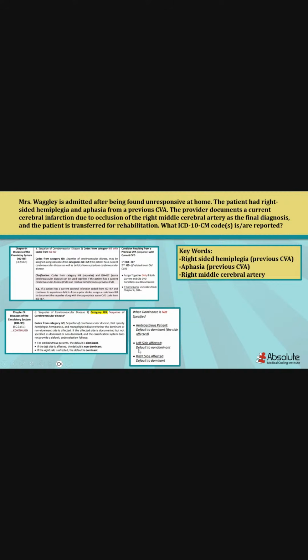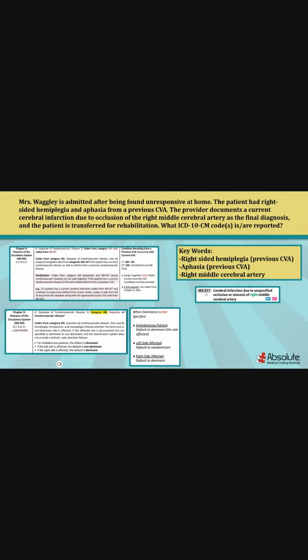And oh, I totally didn't bring this up. So this is what we were talking about before with the dominance being specified or not, with that true or false that we went over in the beginning. So right here, if it's not documented, we default to dominant. So it says that he's doing the right-sided hemiplegia, the right middle artery. So that's how we're going to determine if it's dominant or not dominant.